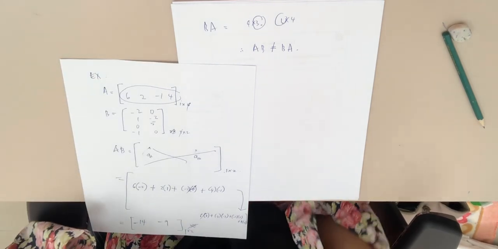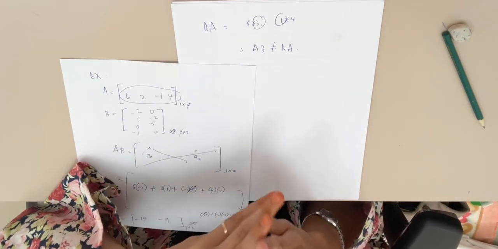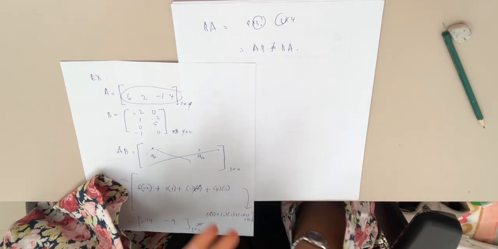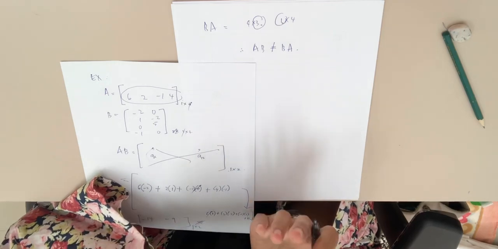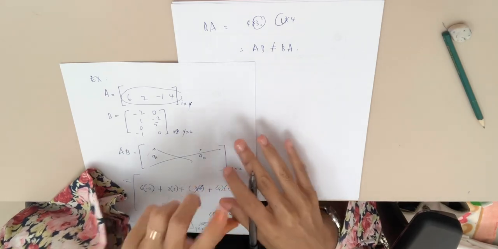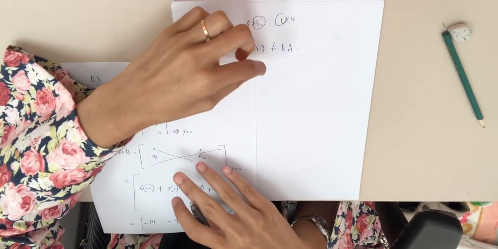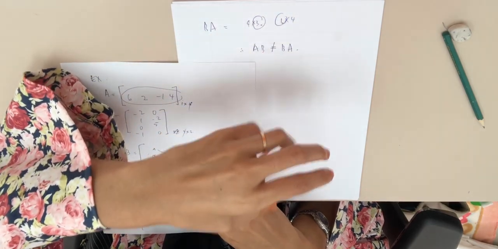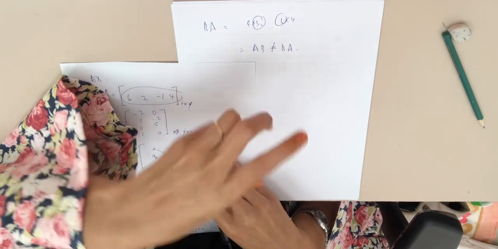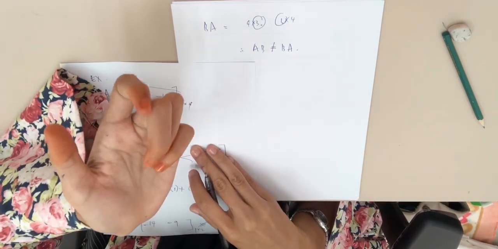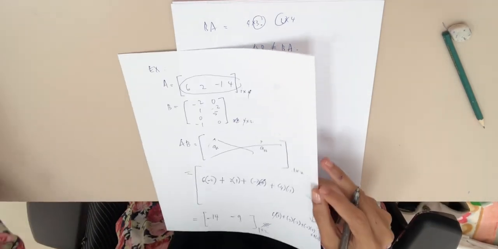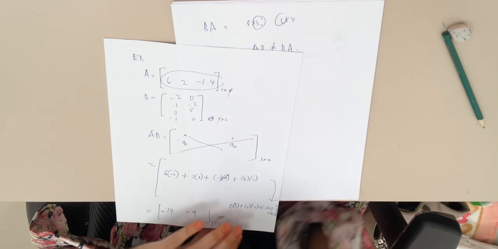Maksudnya, when we multiply numbers, for example 2 times 5 you get 10, right? And then 5 times 2, even though it's terbalik, we still get the same answer, right? But it's not applicable for matrices. Maksudnya kalau AB, tak semestinya jawapan you akan dapat BA tu sama dengan AB tadi. So that's the multiplication of the matrices.